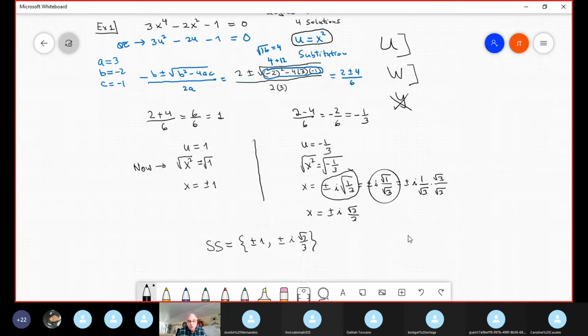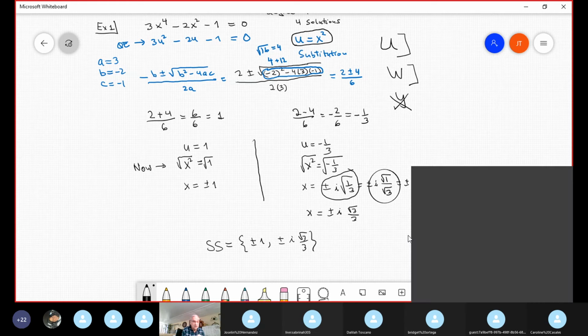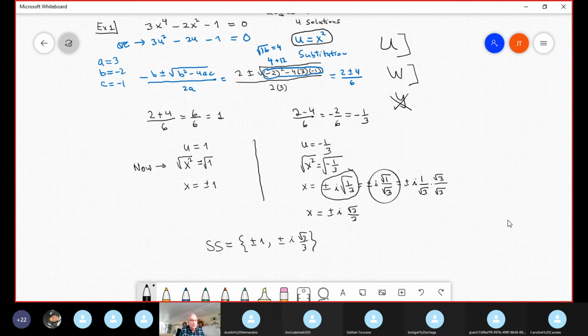Do you understand the procedure? Okay, this equation, I promise that we see frequently this kind of equation throughout the course. Quadratic form equation. Okay, let's move on to another very interesting equation.